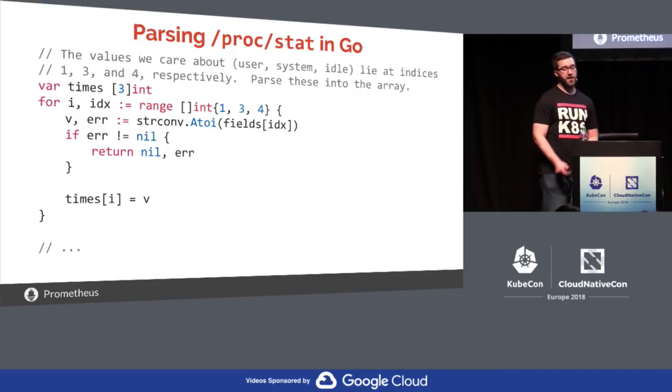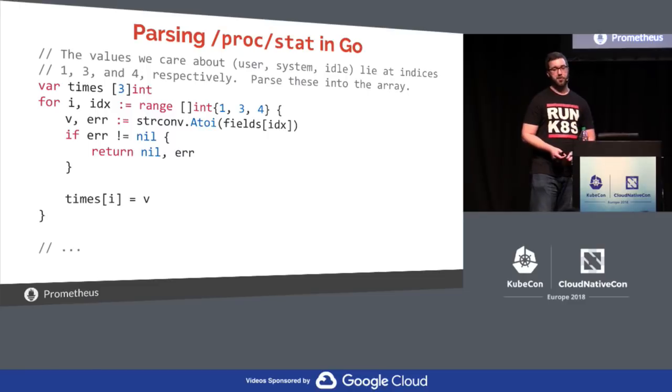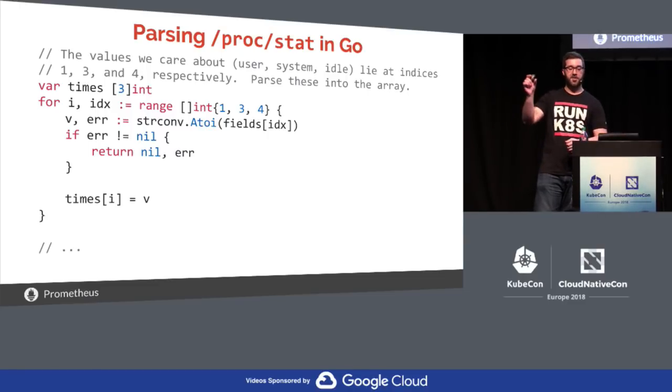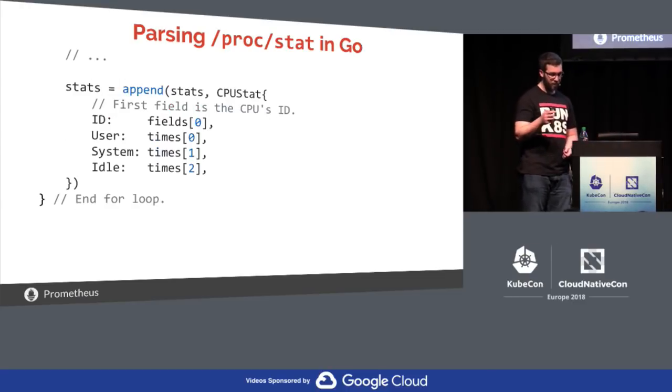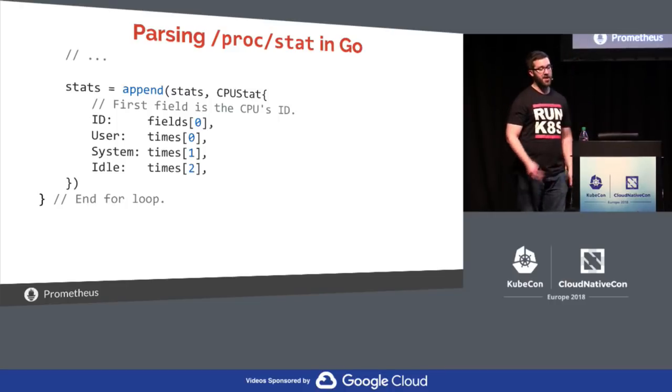Now that we've gathered these values into this string slice, we're going to parse the values we care about, user, system, and idle, from indices 1, 3, and 4, respectively. We're going to parse them into an array of 3 values, because we know exactly how many we need. So we iterate over the indices, we convert the raw string into an integer and pack it into our array. And finally, we unpack it all into a top-level CPU stat structure at the end of our loop.